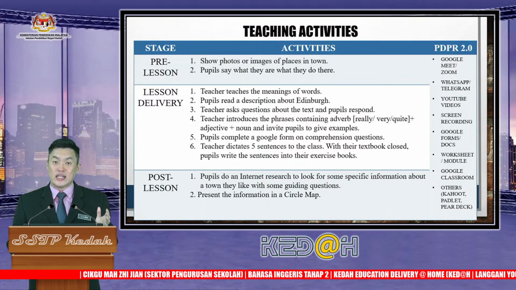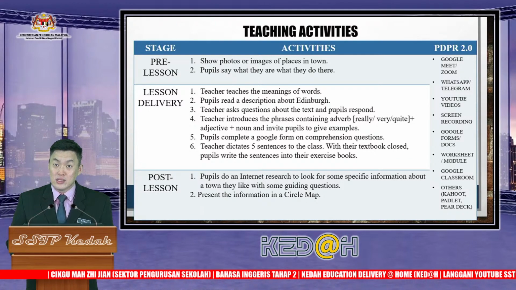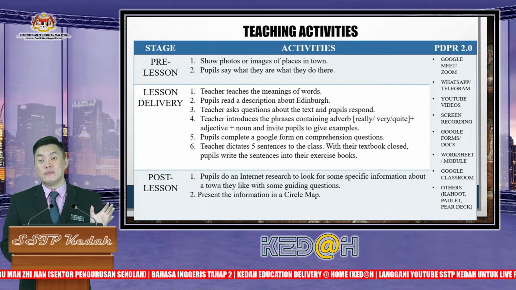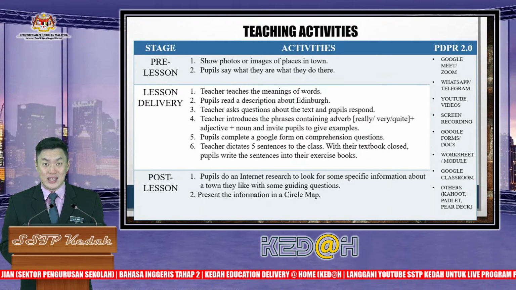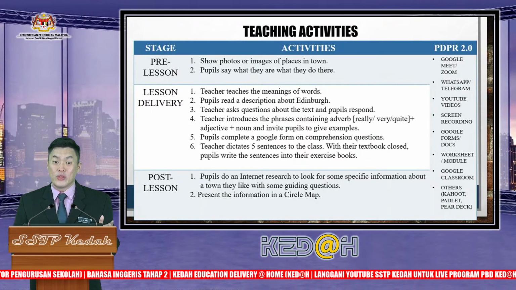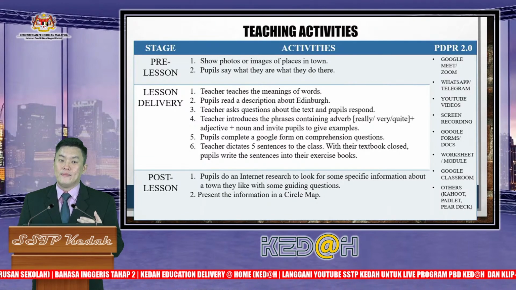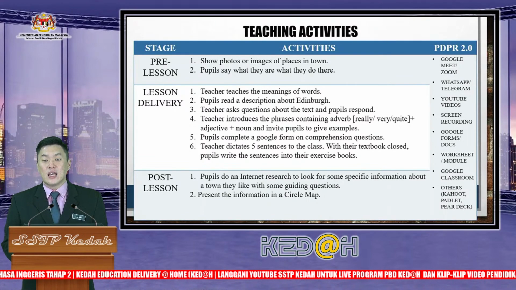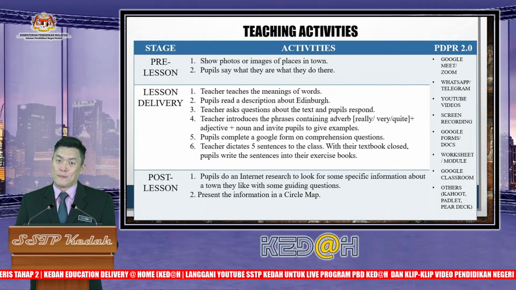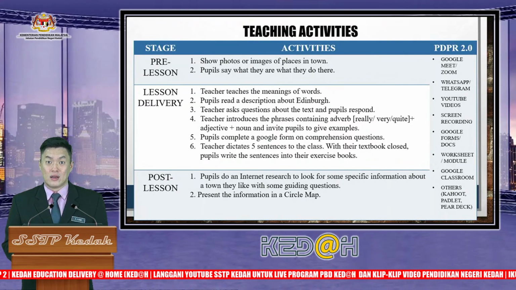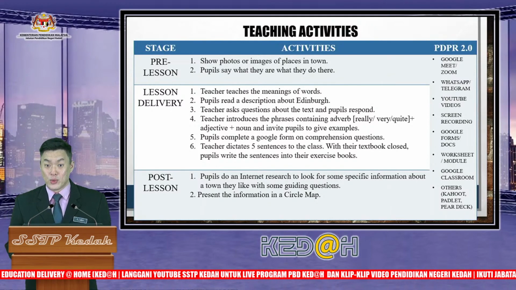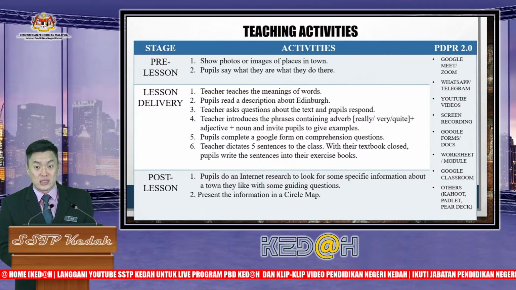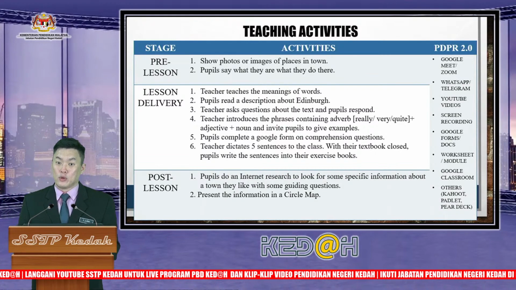Okay, I actually did an online meeting with my pupils, and this is what I did. Now, for pre-lesson, I showed them some images and invited them to say what the images are and what they do there. And after that, I taught them the meaning of words, okay, the places in town. After that, the pupils have to read a description about Edinburgh. That is on page 19 of our English Plus One. After they have read that, I will ask questions, we will talk about it and pupils respond.